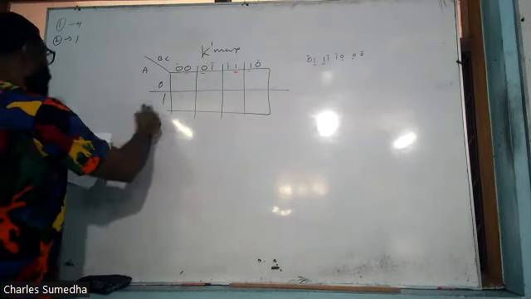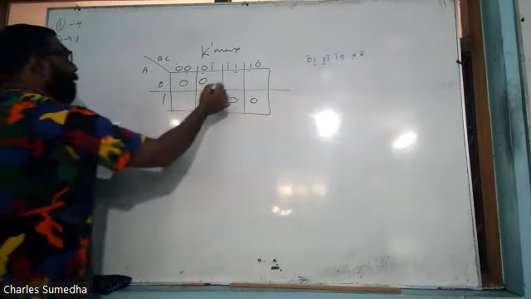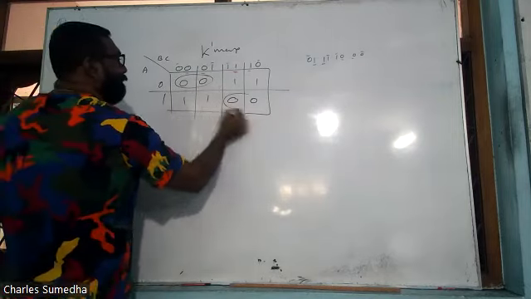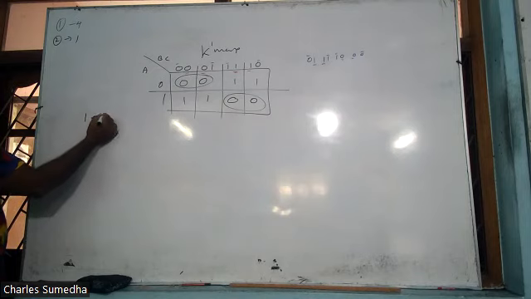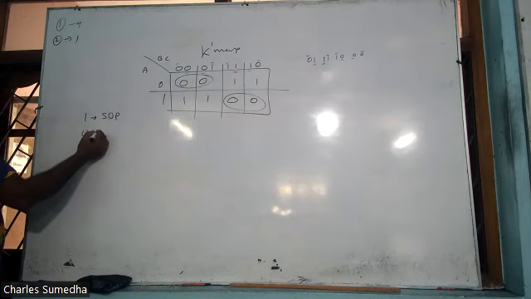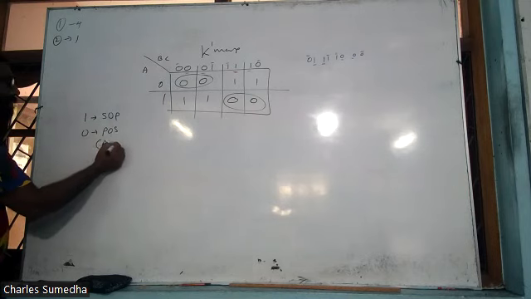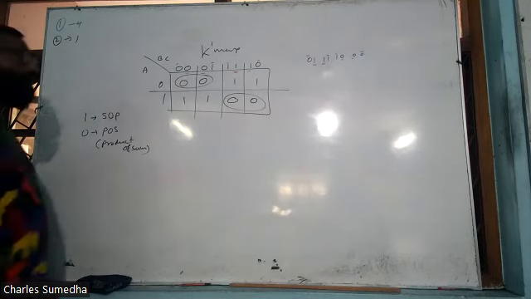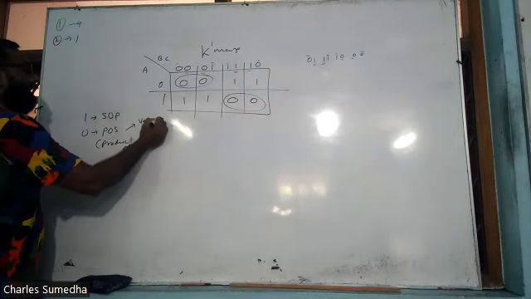So I have put that. So 0 0, then 0 0, 1 1 1 1, they have given. They have highlighted and grouped this. You all know that 1 is used for SOP, sum of products, and 0 is used for product of sums. So here they have given product of sums.